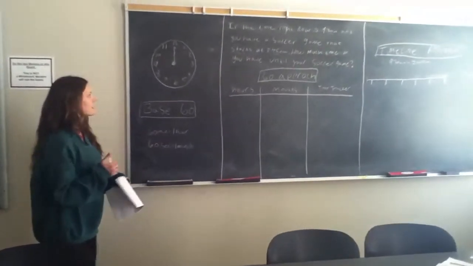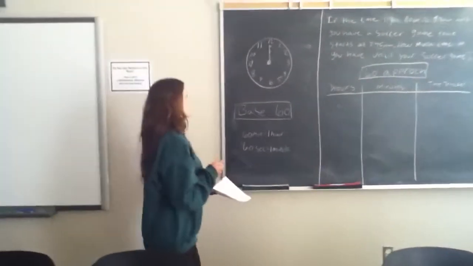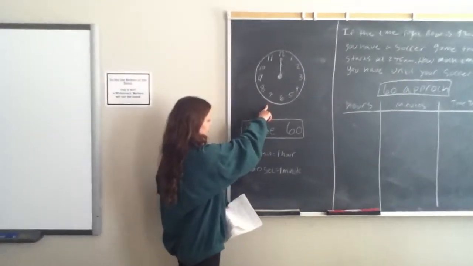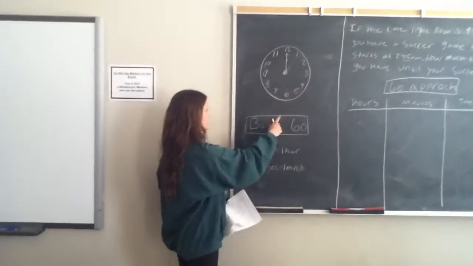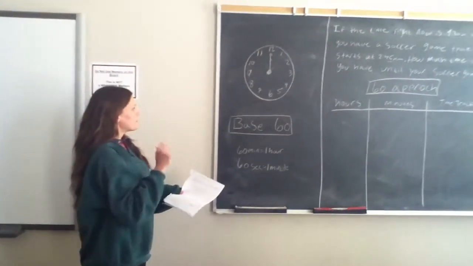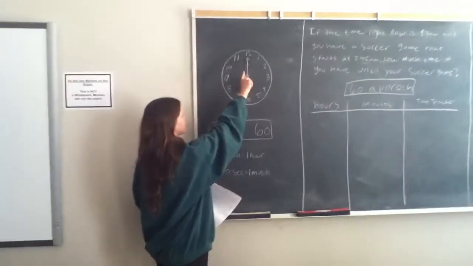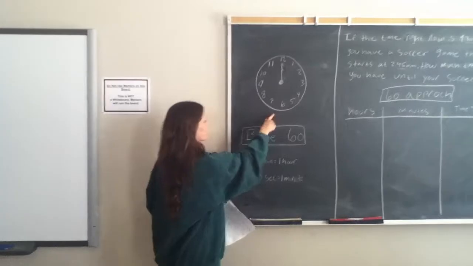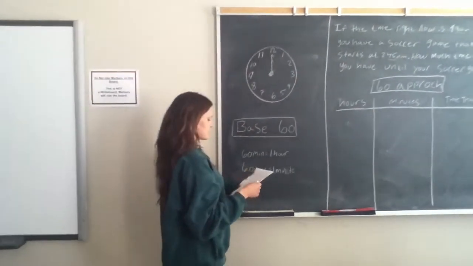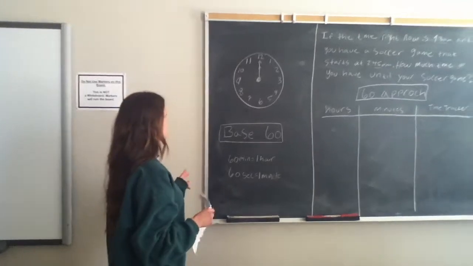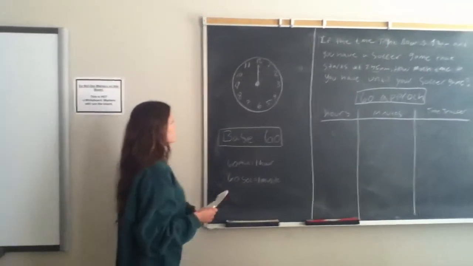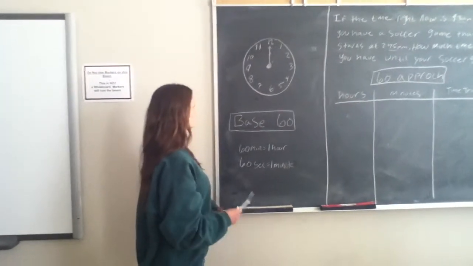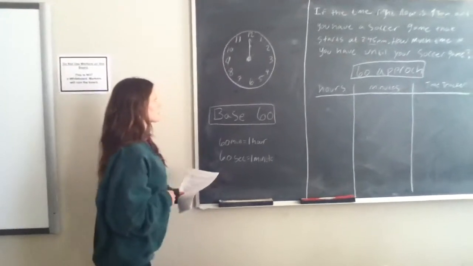to calculate elapsed time. And first I'm going to explain why there is 12 hours on a clock and how base 60 relates to that. So there's 12 hours on a clock because 12 hours is in the AM, and then there's 12 hours in the PM, which means if you add those two up, you get 24 hours. And in each hour, there is 60 minutes. So when you add all those hours and minutes up, it comes out to 24 hours.